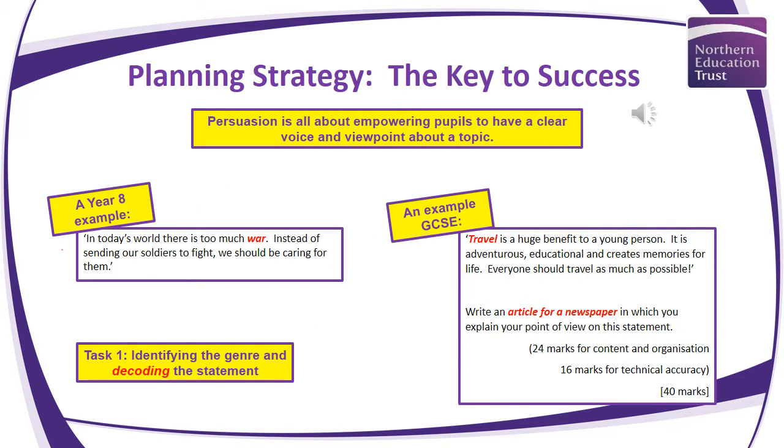Persuasion is all about empowering pupils to have a clear voice and viewpoint about a topic. So this slide includes an example from the Year 8 poetry scheme. It includes a topic about war. It doesn't identify a genre, but the GCSE example is a potential question where the genre of an article for a newspaper is identified.